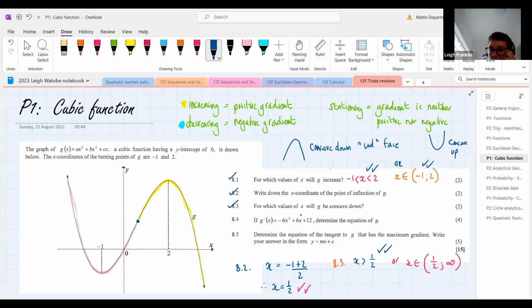In question 8.4, they tell us if g prime x equals minus 6x squared plus 6x plus 12, determine the equation of g. So what have they given us here? This thing that I'm highlighting in pink, what does this represent? And how is it related to the cubic function? Yes, it represents the gradient. Cool. But what else does it represent? It's not just the gradient. There we go. It's the first derivative.